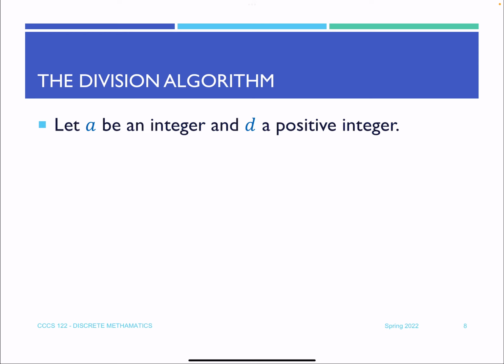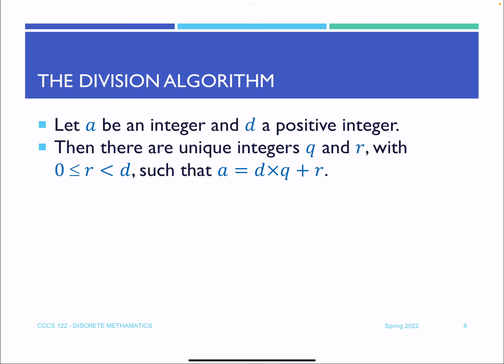So let a be an integer and d a positive integer. Then there are unique integers, q and r, in which r is 0 or less than d. So between 0, including 0, up to less than d, such that a is d times q plus r.